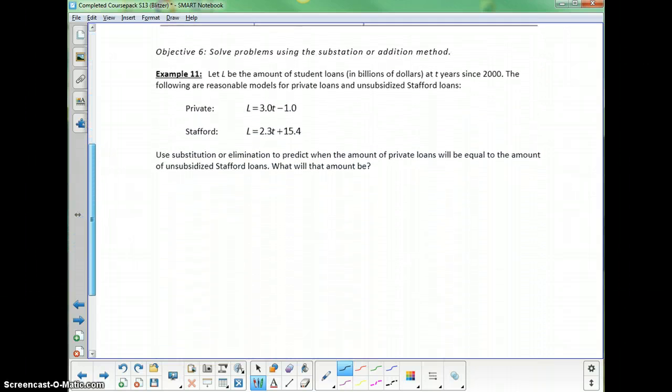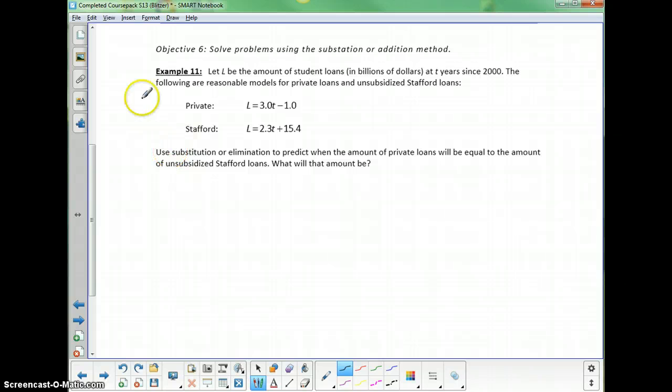All right, and let's look at the last example here. This is a problem about loans. L is the amount of student loans in T years since 2000. So we've got private loans and Stafford loans. So I'm going to use either substitution or elimination to predict when the amount of private loans will be equal to the amount of Stafford loans. So I want to figure out what the solution is to this system.